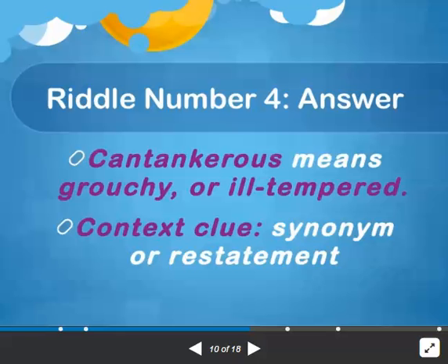Now that we've reviewed using context clues to figure out the meaning of unknown words, put this strategy to use and figure out some of the unknown words from your novel.